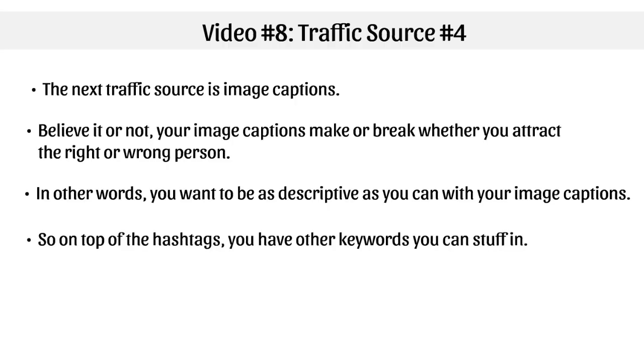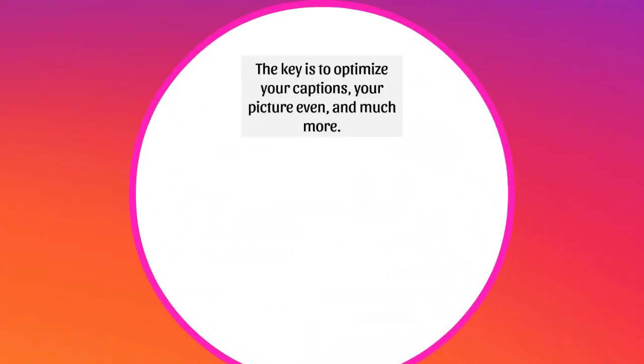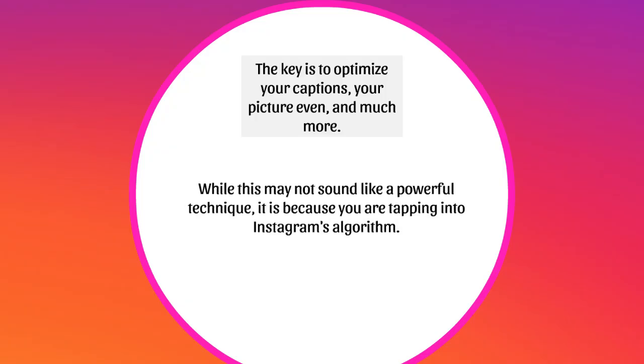So on top of the hashtags, if you do it all right, you have other keywords that you can essentially stuff in. And that's the nice thing about Instagram: you can literally stuff in a bunch of keywords and actually get away with it and be okay, because that's what they're looking for. So also you want to make sure that they are optimized towards who you want to attract. So the key here is to optimize your captions, your hashtags, your pictures even, and much more.